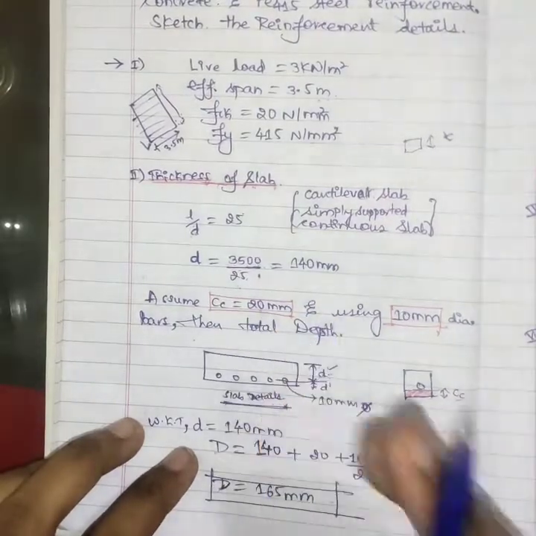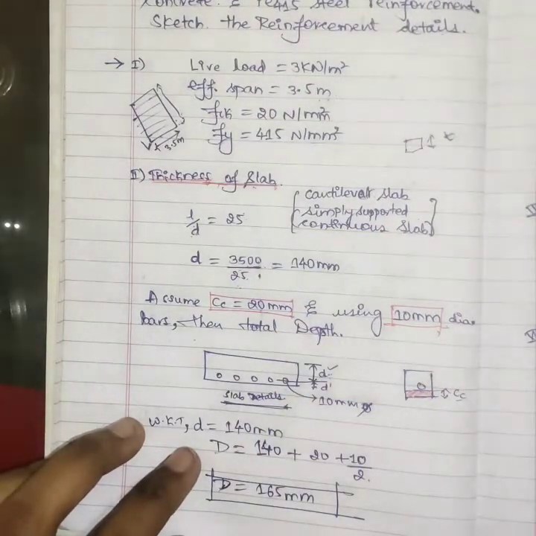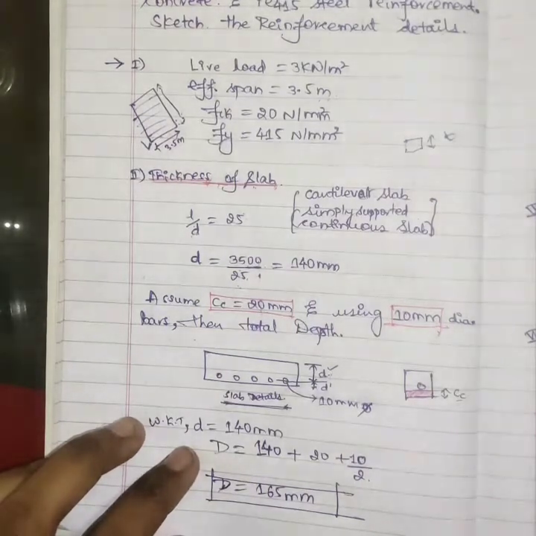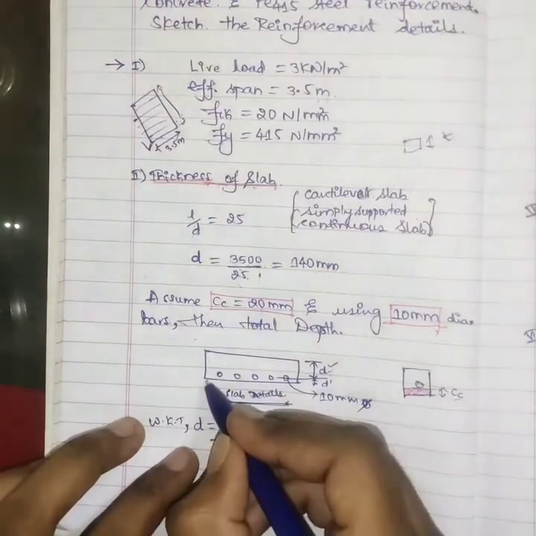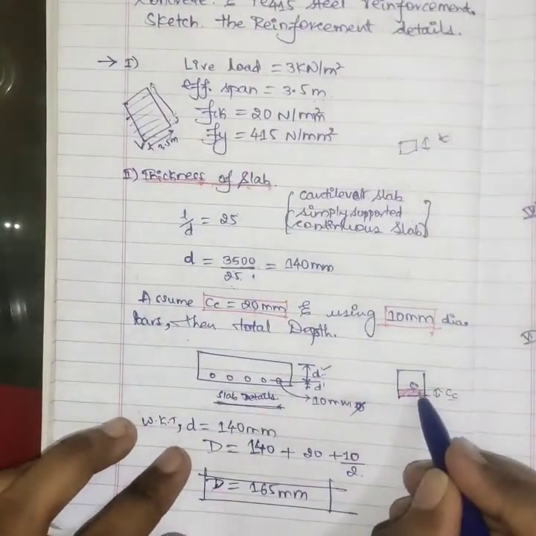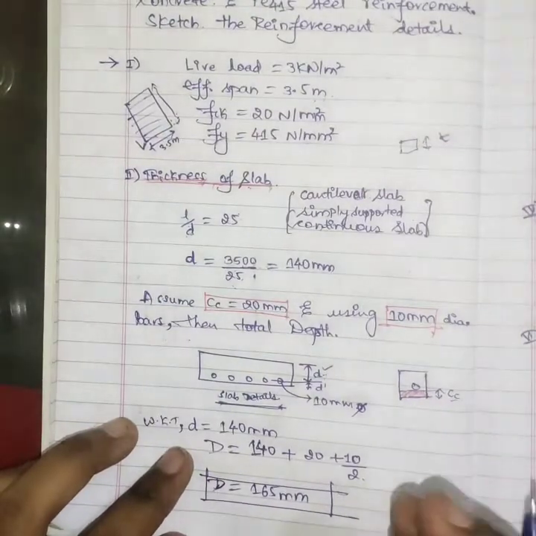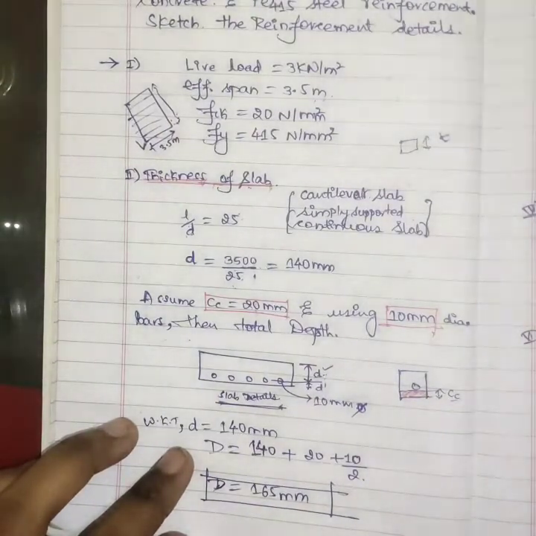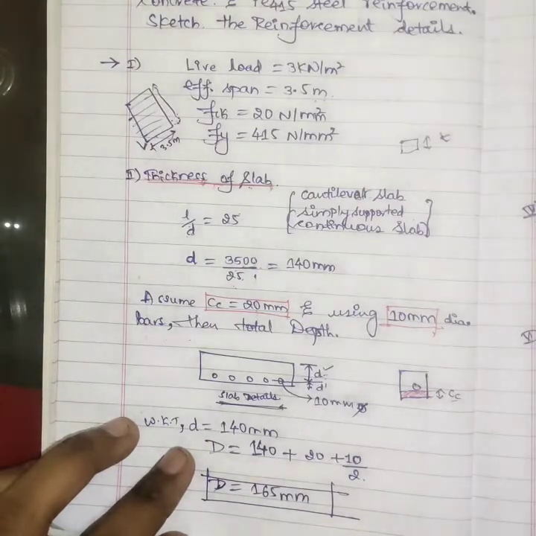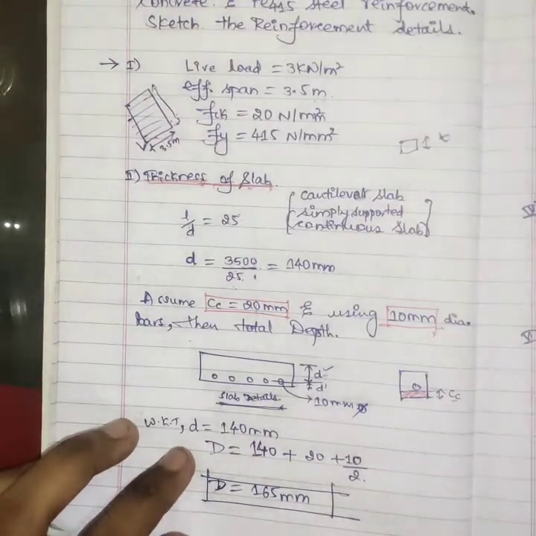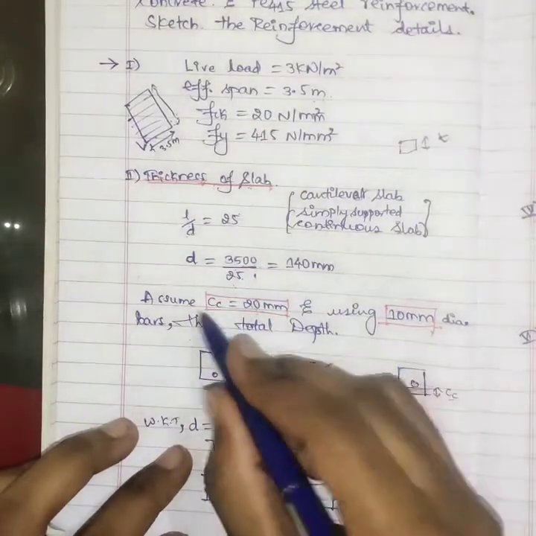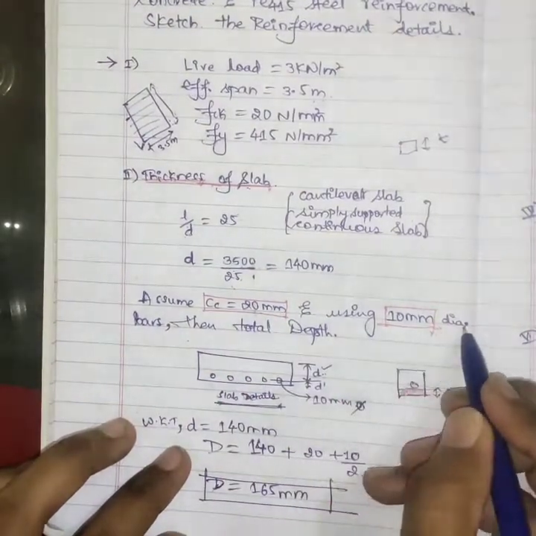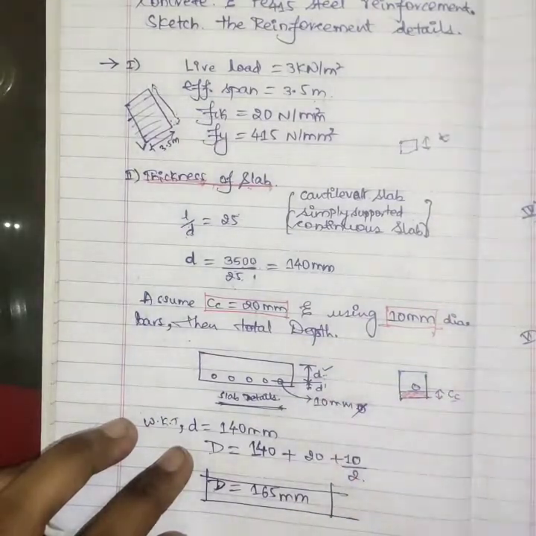Assume the clear cover. The standard clear cover for the slab is 20 mm, which should be kept at minimum. Why is clear cover kept? If we provide the bar directly at the outermost surface, the steel will be exposed to the atmosphere, the surroundings, and due to moisture it will get corroded. To resist corrosion, the clear cover is kept. So the clear cover for the slab is 20 mm. We are assuming 20 mm and using a 10 mm diameter bar for the slab.